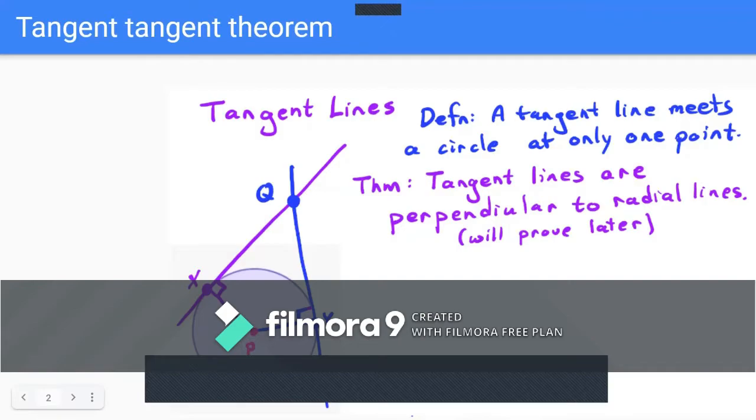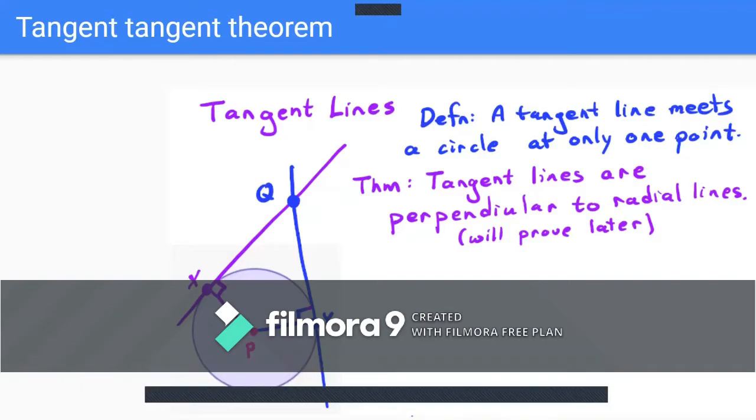See here we have our circle, circle P, and then we have our line XQ that passes there, and our line YQ that passes Q. So both meet the circle at 1 point, which is named Q. And yeah, that's one part of the tangent line.